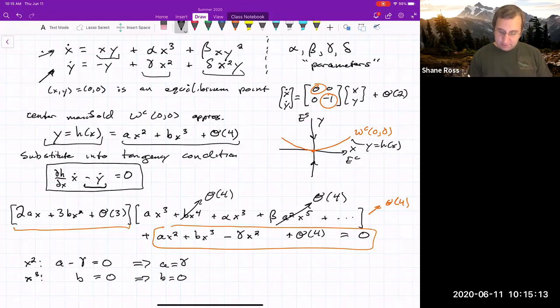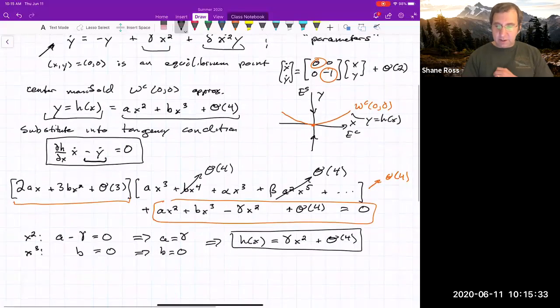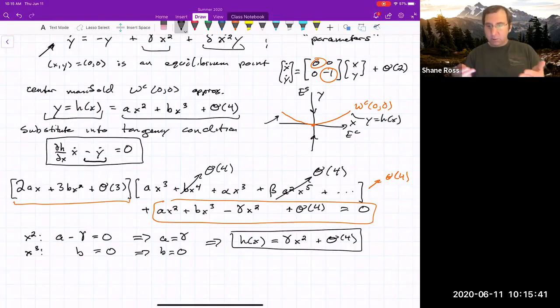And that means that to leading order, h of x equals gamma x squared plus, there's no cubic term. There might be an order 4 or higher term. Okay. So now that we've approximated what the center manifold looks like, and it does look like a paraboloid, depending on the sign of gamma, it's either pointing up or it's pointing down. Now we can get the dynamics along the center manifold.